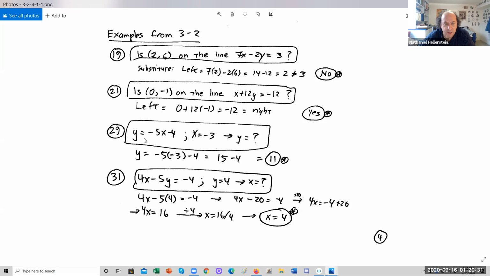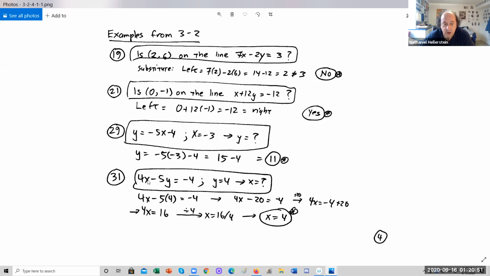Here we have a substitution issue. If y equals negative 5x minus 4 and x is negative 3, then what's y? Well, you plug it in. For x, negative 3, so y is negative 5 times negative 3 minus 4. Negative 5 times negative 3 is 15. 15 minus 4 is 11, and there, that's the value of y.